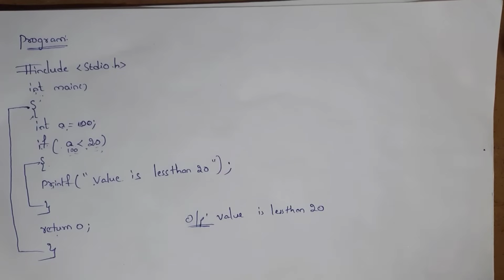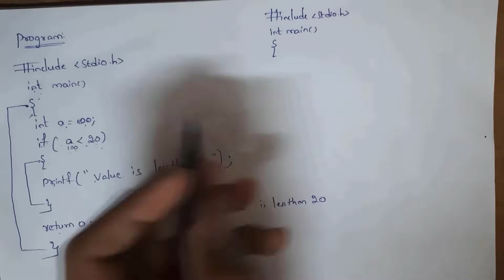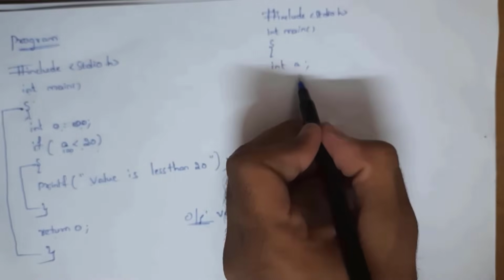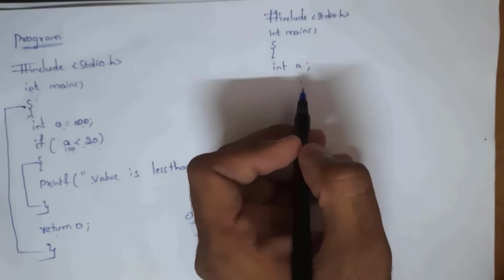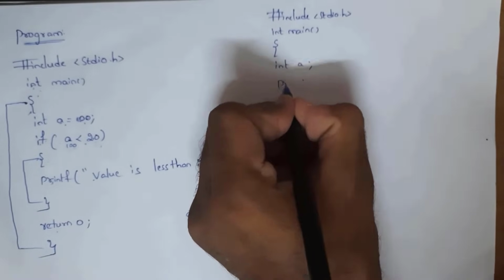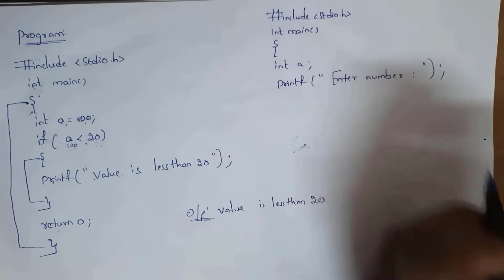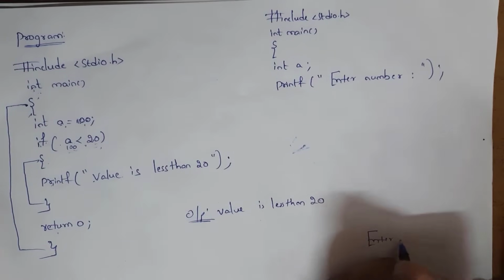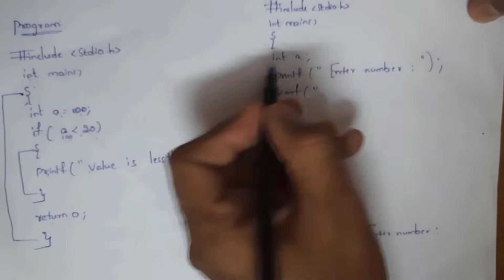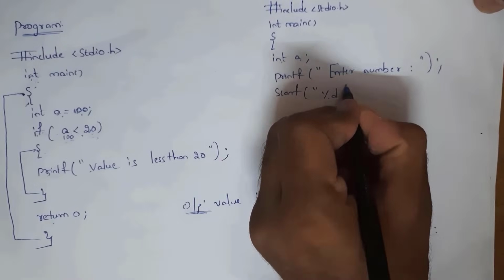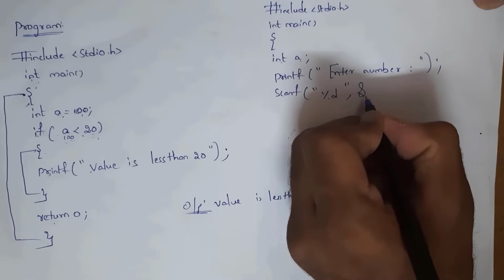Same program I will explain by using scanf. Here instead of initializing a value, I am just declaring int a. I want to give the value of a after executing the program. For that purpose I need to use scanf. But before that I will write one statement, printf "enter number". Whatever statement is present inside this printf will be seen on my output screen. Now I can enter a number by using scanf. This a is an integer, so I need to use %d in double quotes, comma, and &a. You should not write a, you should write &a, where & represents address.